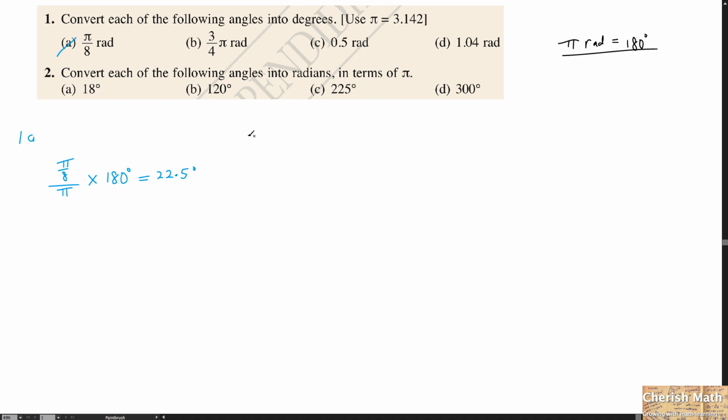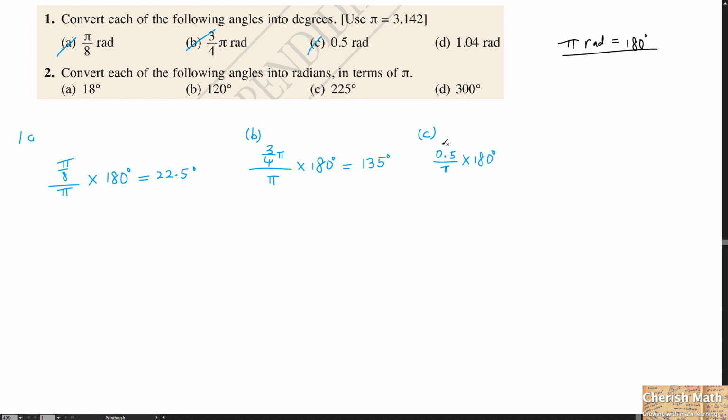And I'm going to work out part B here, which is 3 over 4 pi, as a fraction out of pi multiplied by 180 degrees. And the answer that I'm going to get here is 135 degrees.